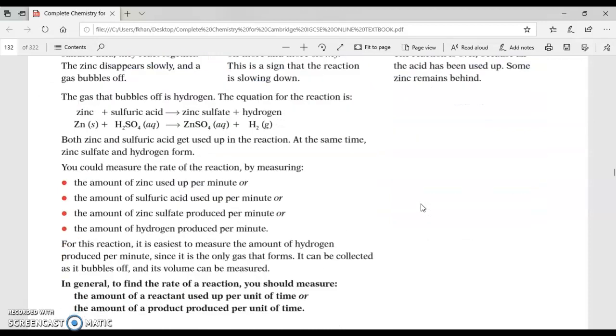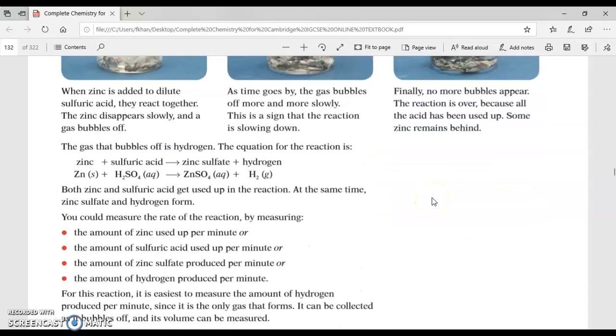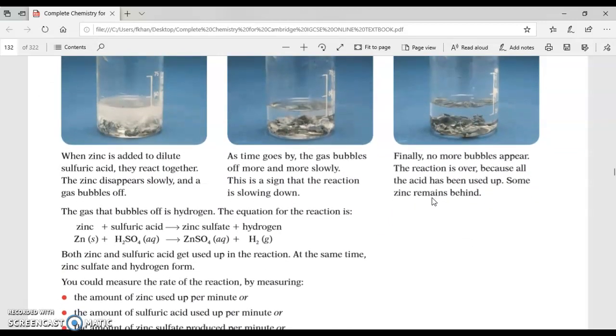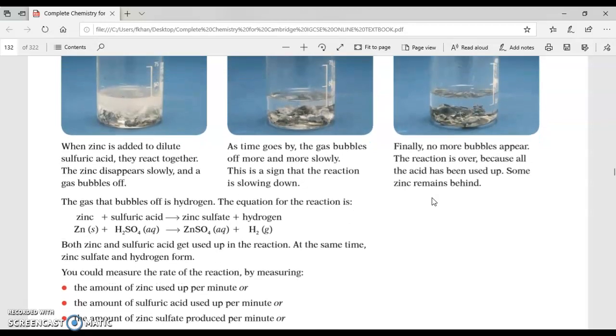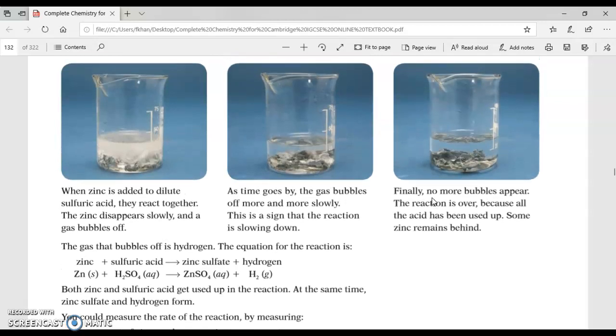We can either measure how much zinc is used up per minute, or we could measure the amount of sulfuric acid used up per minute. Both of those would give us an indication as to how fast the chemical reaction is going. If they're being used up very, very quickly, that means your rate of reaction is high.